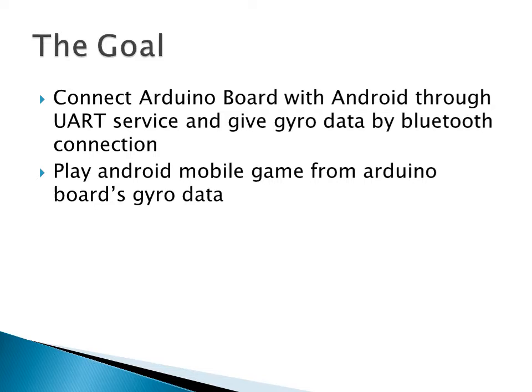by Bluetooth connection. By giving gyro data, this means that when the Arduino board's state changes, the data will be given to the Arduino board, the main board, and it will constantly update the data. And second, it will play a mobile Android game from the Arduino board's gyro data.